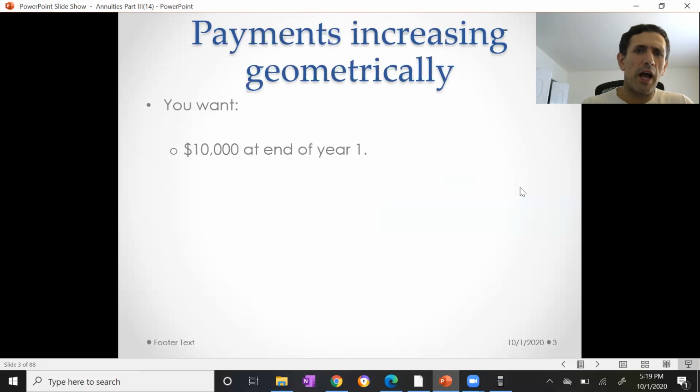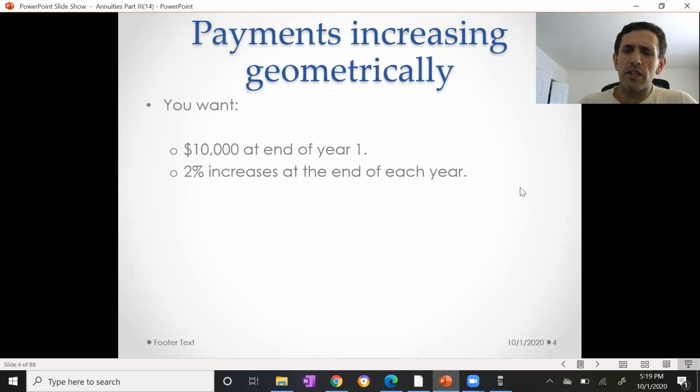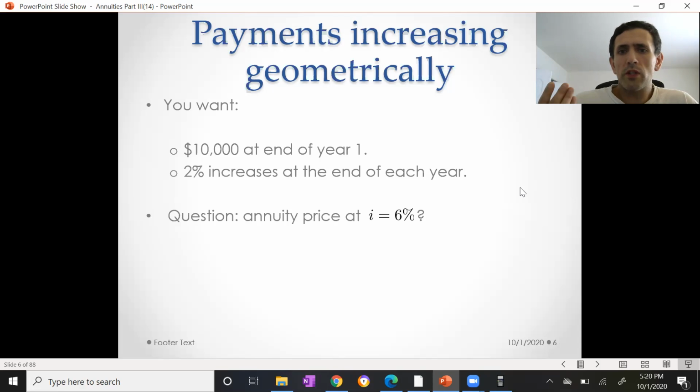Let's say I want an annuity that gives me $10,000 at the end of the first year. Let's say it's a 20-year annuity, and let's say this increases 2% at the end of each year. For example, you might want your annuity to increase to counteract the effects of inflation. Okay, so what's the price of this 20-year annuity at 6% effective annual interest?